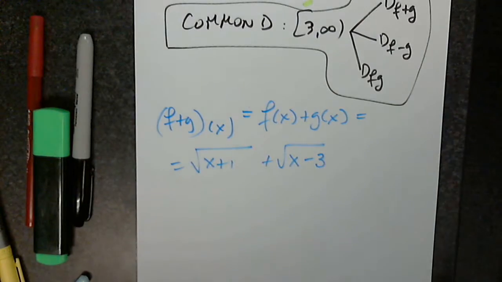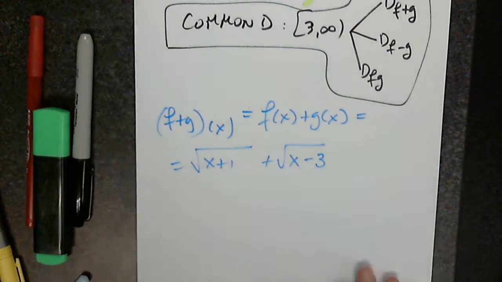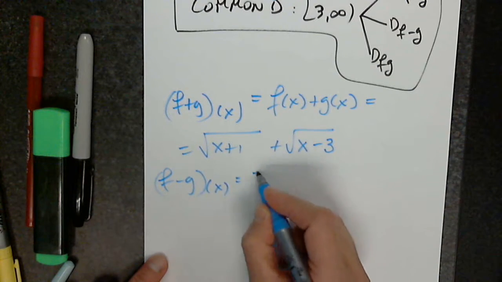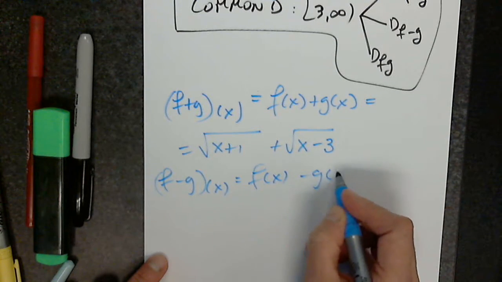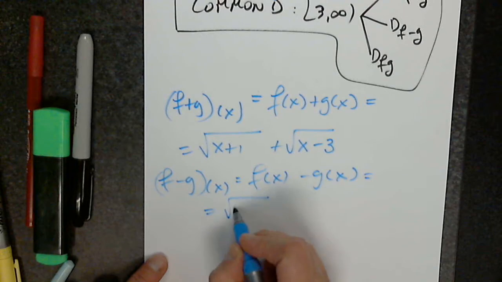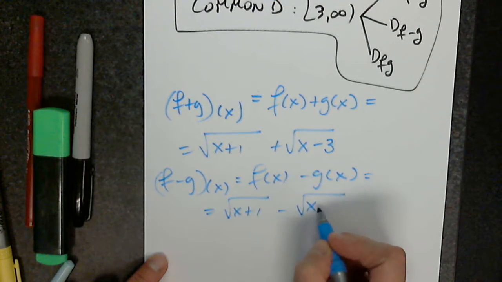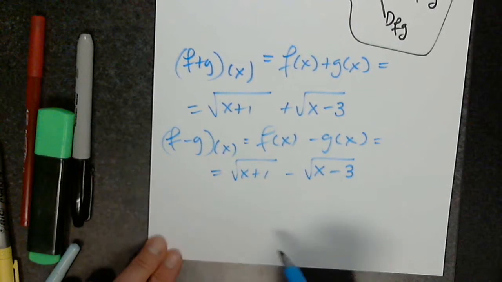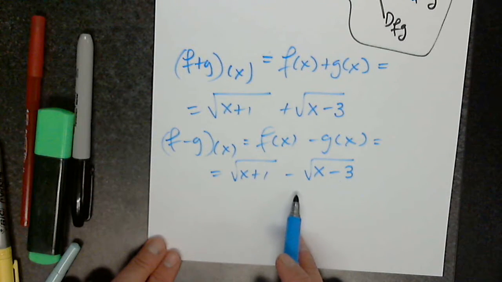Now, I want to write the difference. So create the difference. F of x minus g of x. And I copy the square root of x plus 1 minus the square root of x minus 3. Then when I create, and by the way, can I simplify these?